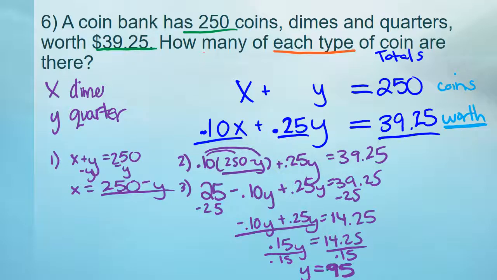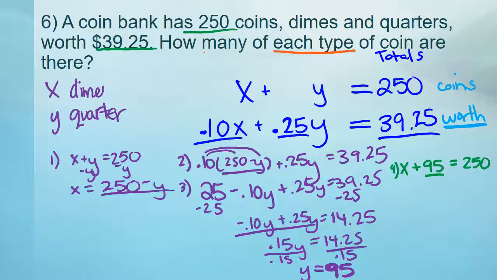So having 95 coins, that makes sense. I've got quite the worth of $39, and we're dealing with dimes and quarters, so that makes sense. I now need to find x though. So I need to plug this into either equation. I'm going to choose the first equation because it's a lot shorter. So instead of y, I plugged in 95.